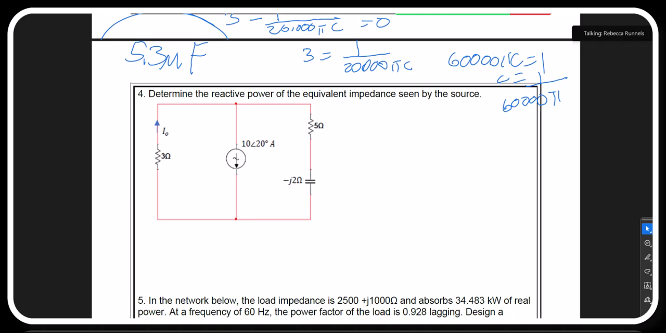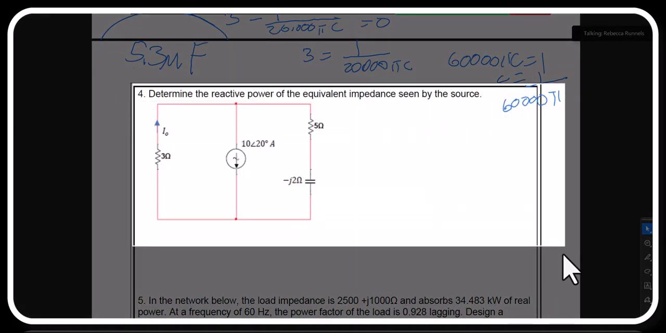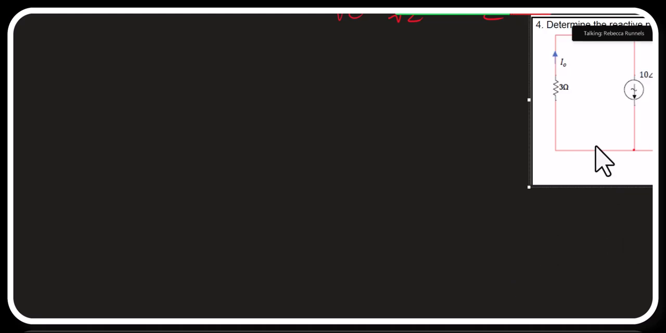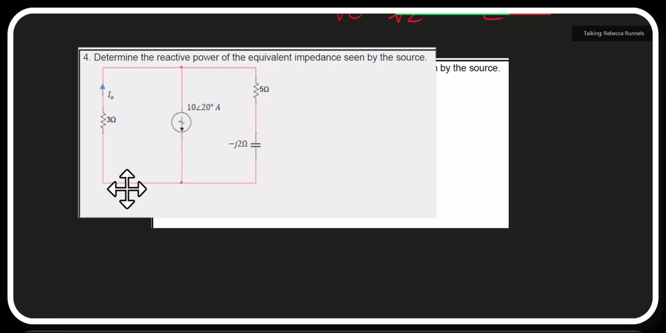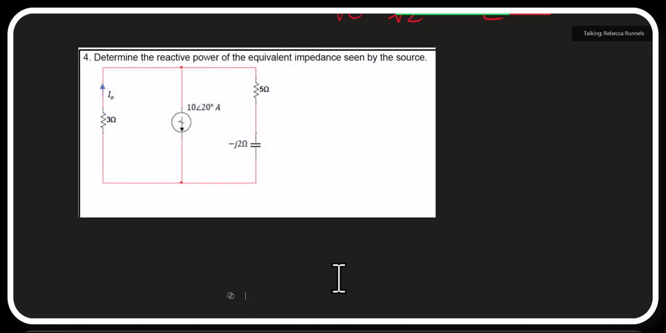Determine the reactive power of the equivalent impedance as seen by the source. Assume that it's... I would immediately redraw my circuit. Yeah, this circuit needs serious redrawing. Okay, I'll neatly redo that problem as if it had no mistakes with all the right answers, and I'm going to cut out the bad part before I upload it.